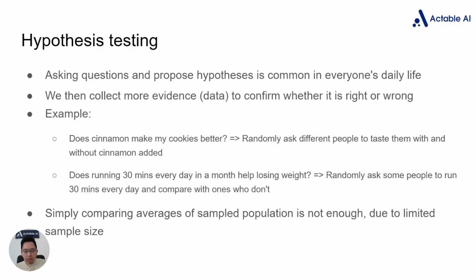So this might sound simple, however, when the sample size is small, simply comparing the averages of the sample populations is usually not enough. The reason is that if the sample size is small, then the difference can happen by chance. So we don't know whether the phenomenon actually comes from our hypothesized effect or not. That's why we need hypothesis testing.